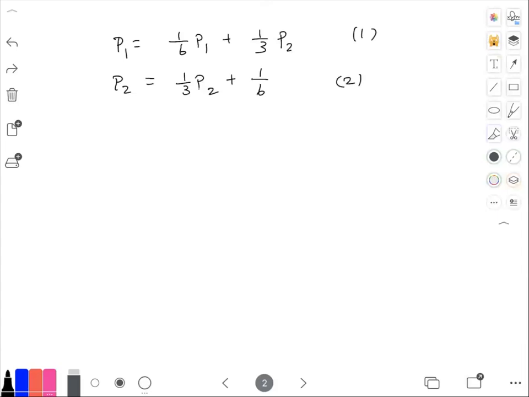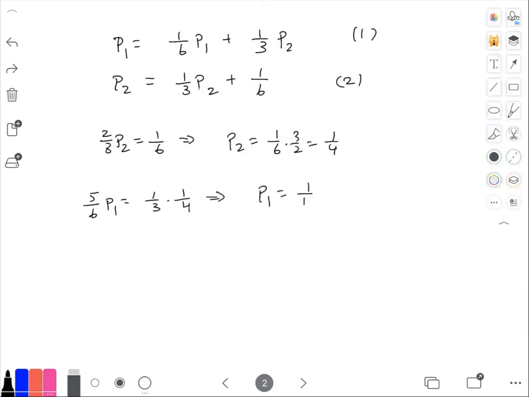So now all that is left to do is solve for P2 and P1 and then determine our next course of action. From equation 2, we'll subtract 1/3 P2 to get 2/3 P2 is equal to 1/6. So P2 is then 1/6 times 3/2, which is 1/4. Now, from equation 1, I'll subtract 1/6 P1 to get 5/6 P1 is equal to 1/3 times 1/4, which is 1/12. So that means P1 is 1/12 times 6/5, which is 1/10.